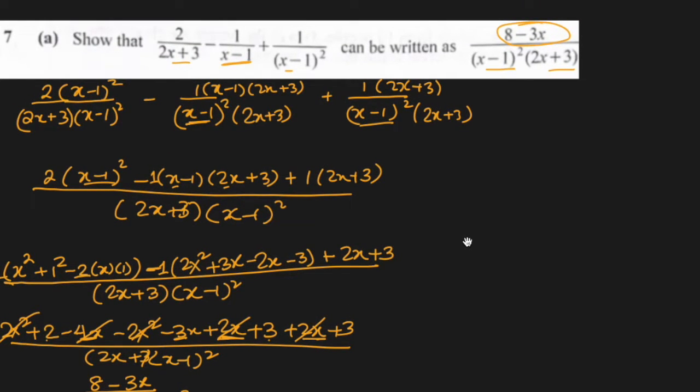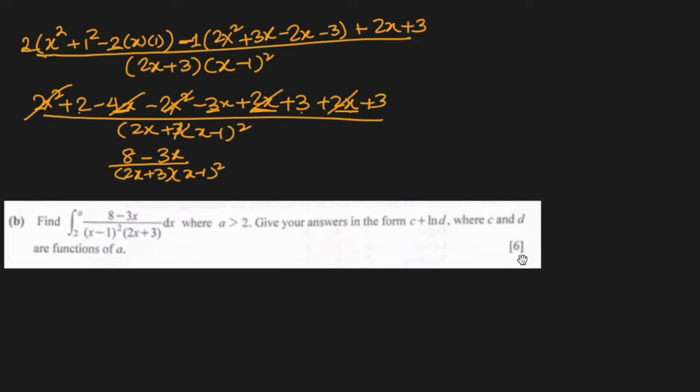2 minus 1, 1. Okay, so 2 minus 1, 1. Here it is 2x plus 3. Then we have here, let's write minus here, x minus 1, and x minus 1 squared plus here. So this question becomes, from 2 to a, dx with respect to x.